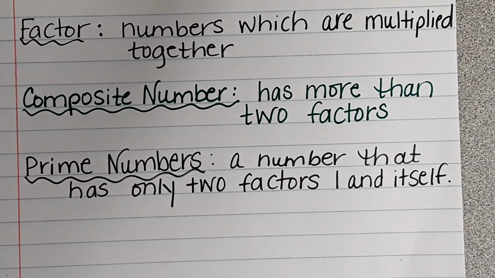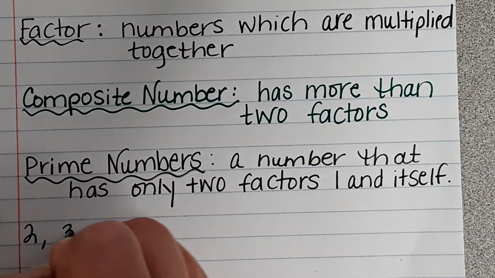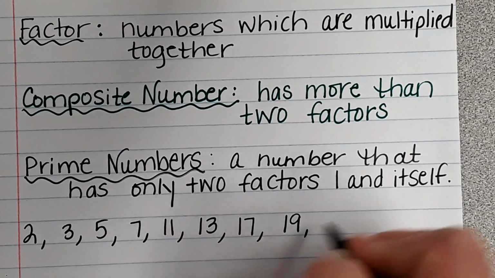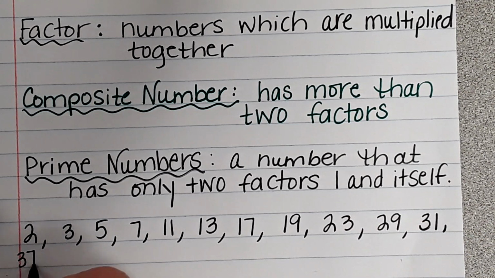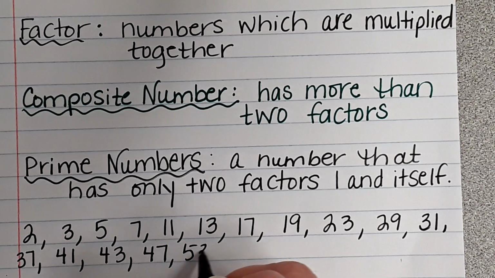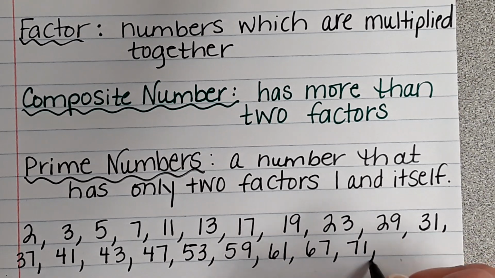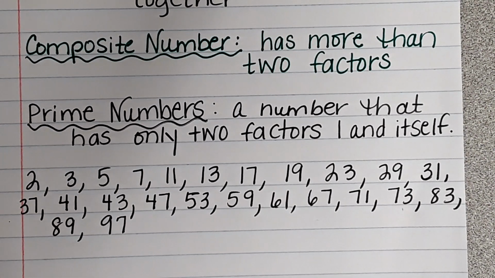So when we do our factor trees, these are the numbers we're looking for. Here are our prime numbers: 2, 3, 5, 7, 11, 13, 17, 19, 23, 29, 31, 37, 41, 43, 47, 53, you do not have to keep up with me, 59, 61, 67, 71, 73, 83, 89, and 97. Those are all the prime numbers that are less than 100. And these are the ones that we will be looking for when we do a prime factorization, okay?